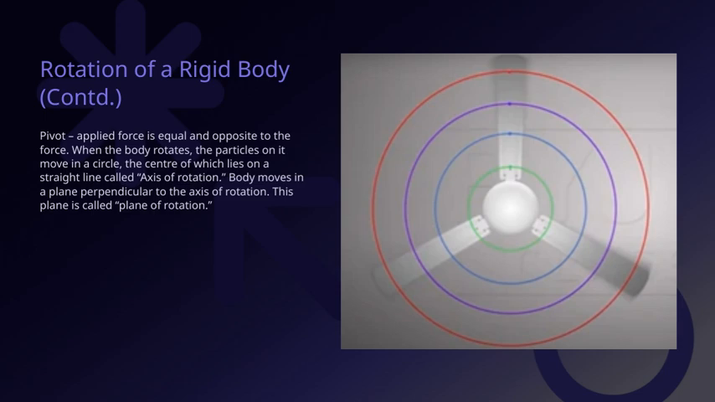Understanding this plane helps us analyze how rigid bodies rotate in real-world applications, whether it's machinery, vehicles, or even biological systems. This connection between the axis, the circular motion of particles, and the plane of rotation is central to grasping the dynamics of rotational motion.